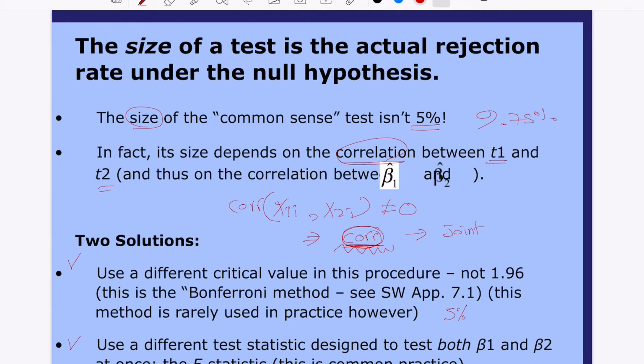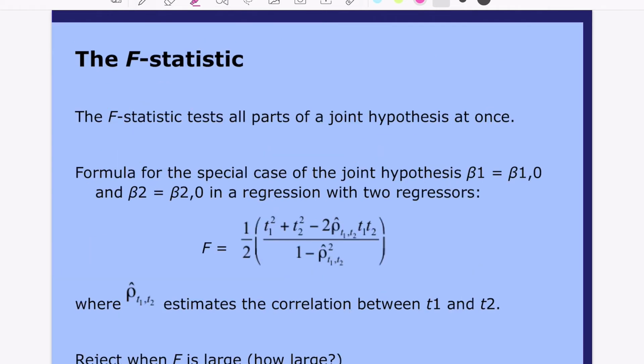So we're going to get 1 minus x to the power of 2 equals 0.05. That's what we wanted, but this is not happening a lot. And the method we're going to use from now on is to use the F statistic to consider the correlation in the calculation. Okay, so let's look at the F statistic.